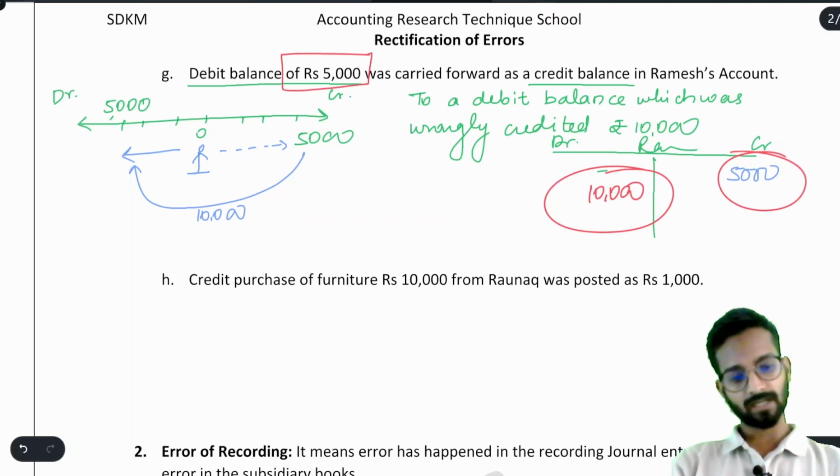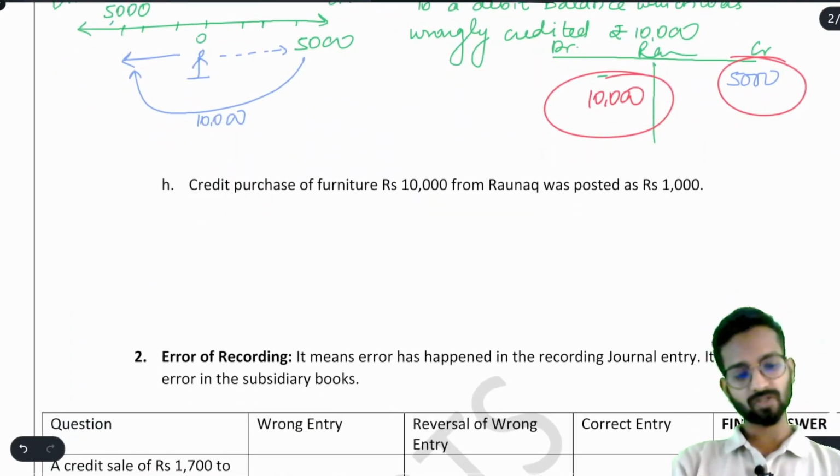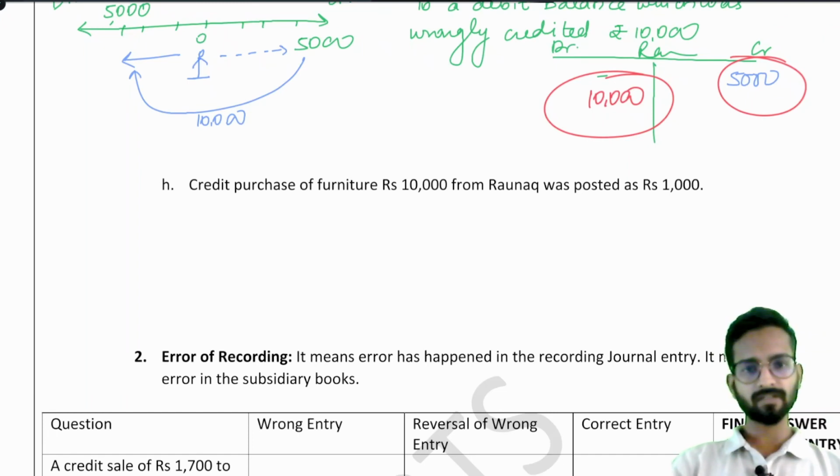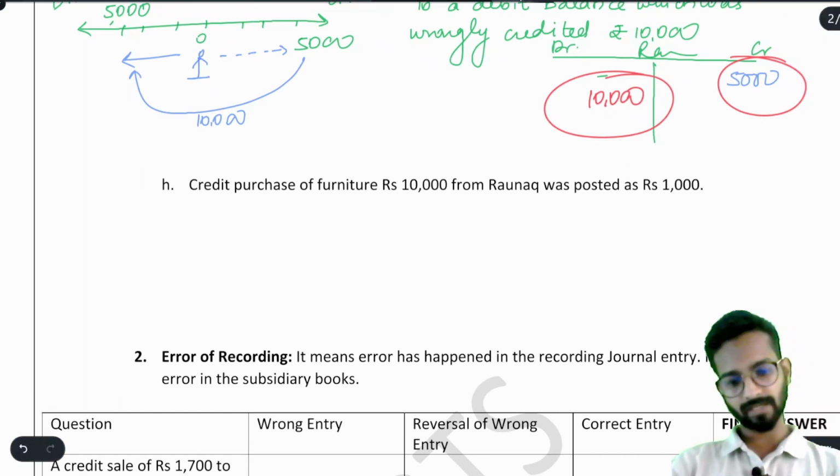Simple enough. Last thing we have here is credit purchase of furniture of rupees 10,000 from Ronak was posted as rupees 1,000. See, we will understand this question in a better fashion after understanding a very small topic. First we will cover that. Let's see.